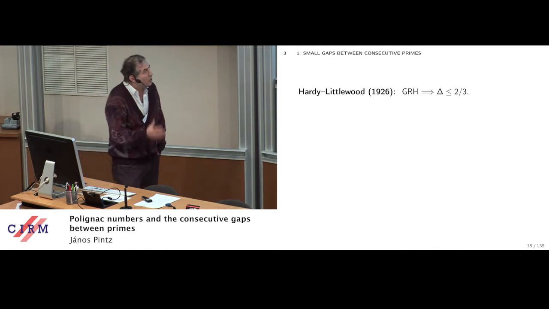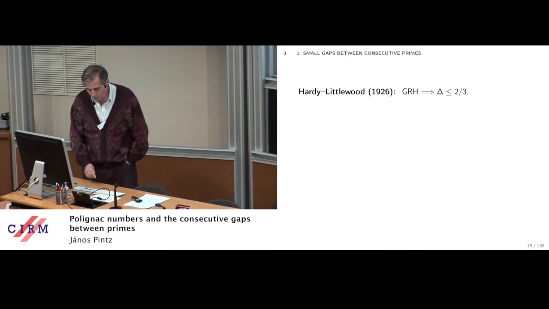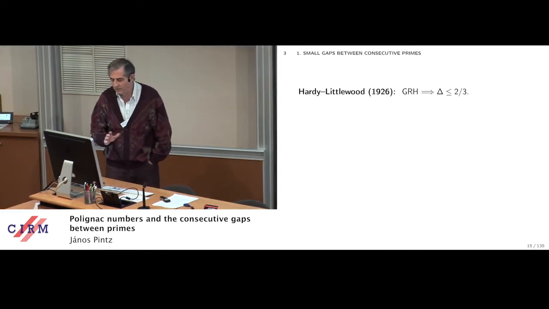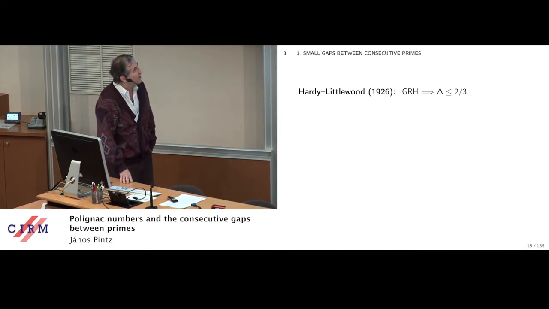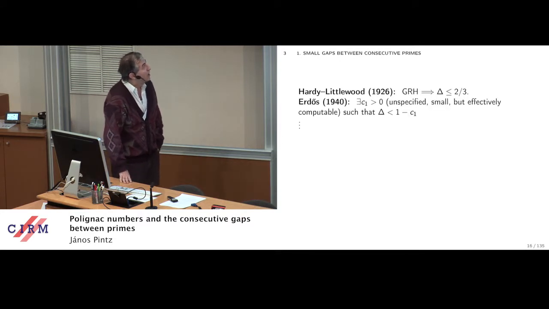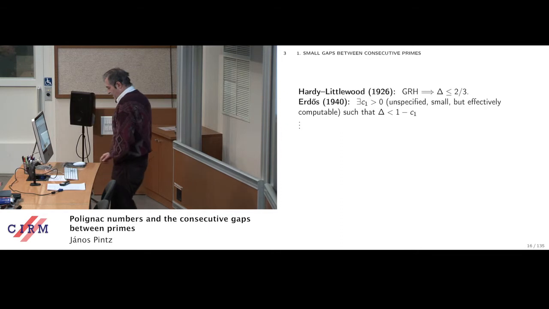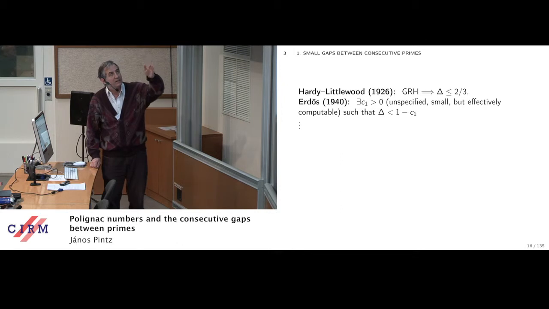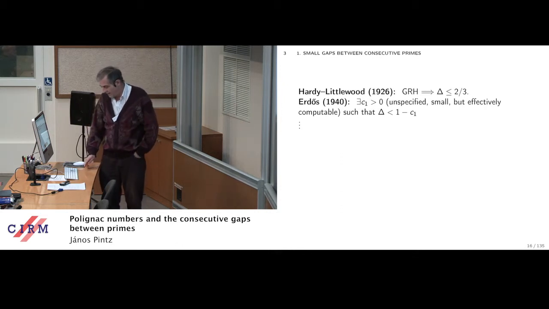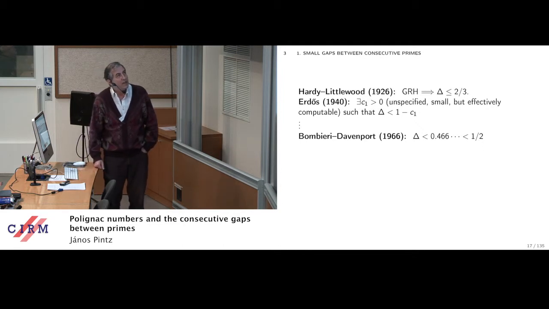Now, if we go back to the first result, it was Hardy-Littlewood who could just reach a non-trivial bound on the small gaps between consecutive primes, supposing the generalized Riemann hypothesis. It was Erdős who could reach the first unconditional non-trivial bound for the difference of consecutive primes. There were some 10 to 15 articles improving this result, and I just mention here the milestones, so to say.